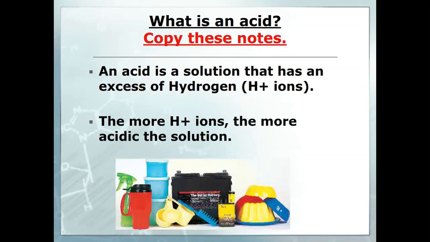So, what is an acid? And these are the kinds of notes that you want to be writing down on some loose leaf or your bedroom wall. Or if your sibling is around, maybe grab a Sharpie and just put it on their arm, something like that. Now, an acid is a solution with an excess of hydrogen ions or H plus ions. The more hydrogen ions, the more acidic the solution.